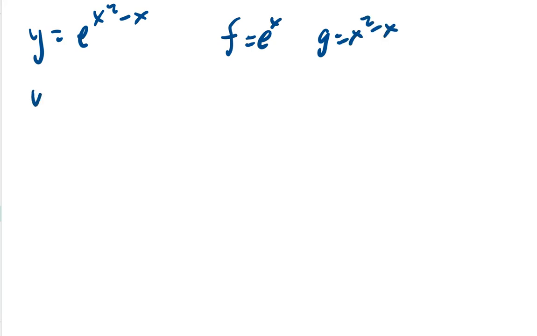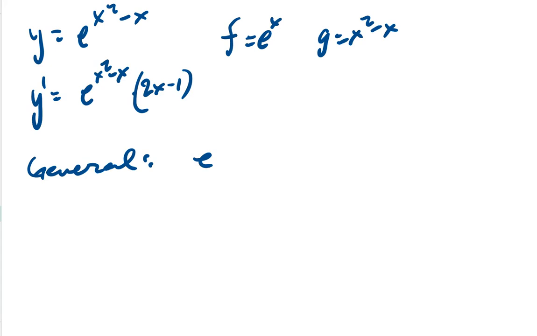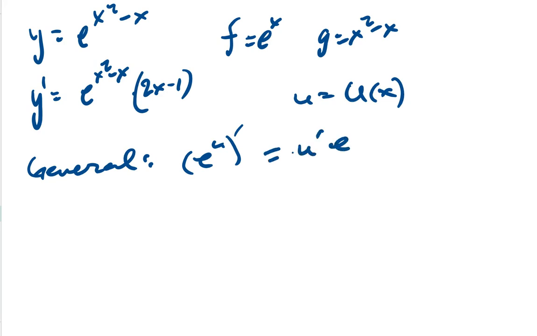So the derivative of y with respect to x, you do, the derivative of the e is just e to the x squared minus x. And now you take the derivative of the inside. The derivative of e to the x is e to the x. So I'll show you in a second. Let me just finish this and I'll show you what I've just done. So in general, the derivative of e to the u, this is u as a function of x, is u prime times e to the u.